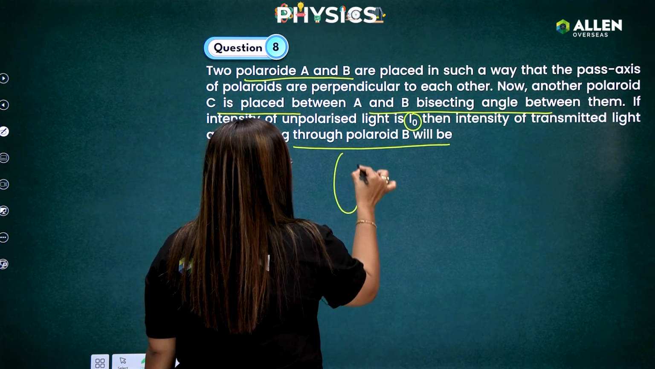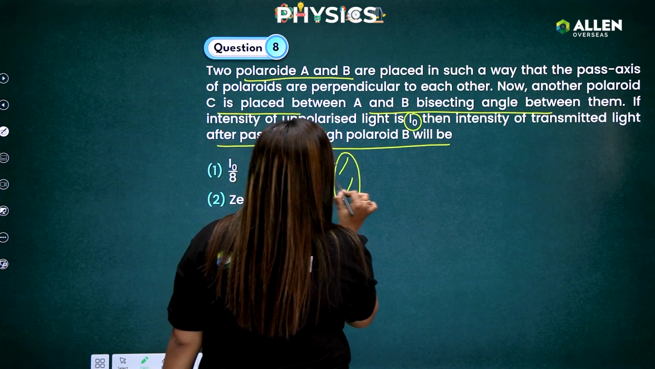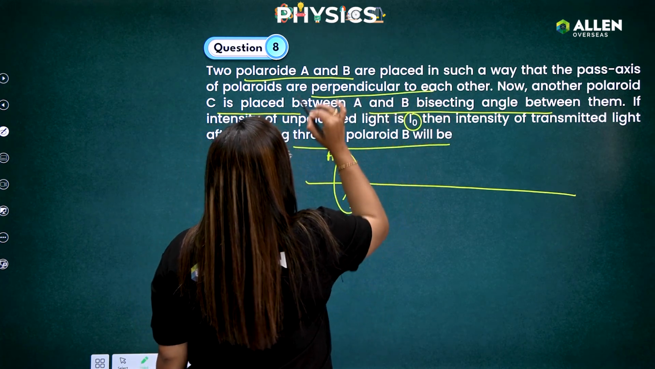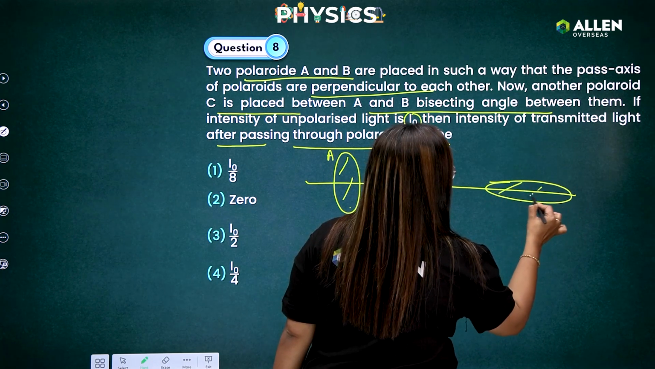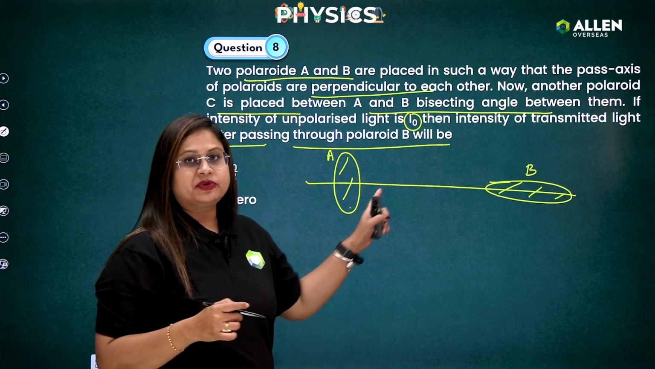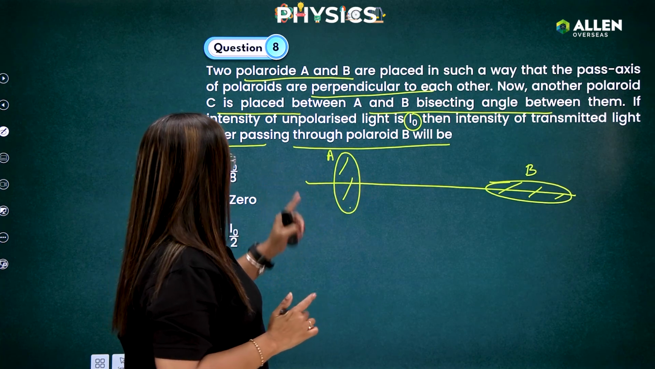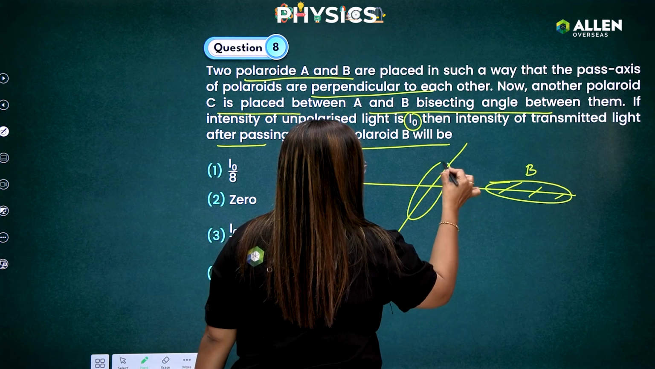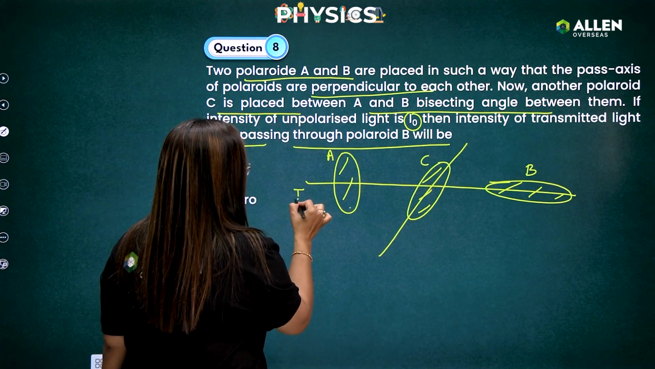This is our Polaroid number 1. This is A. This axis is perpendicular to the axis of B. That means B is placed like this. This is Polaroid B, and C is placed between A and B in such a way that it is bisecting the angle between them. That means this is the position of C. Unpolarized light is having an intensity of I0.